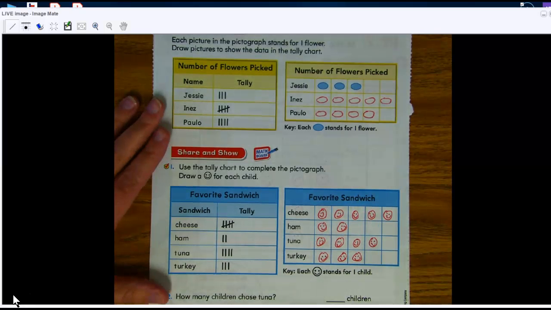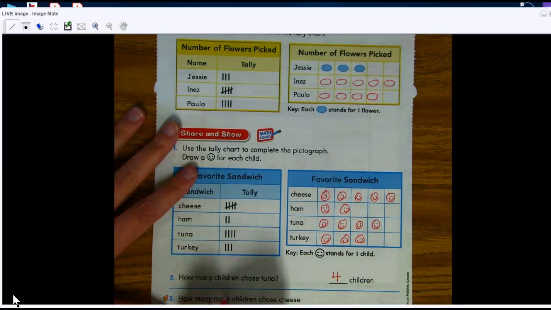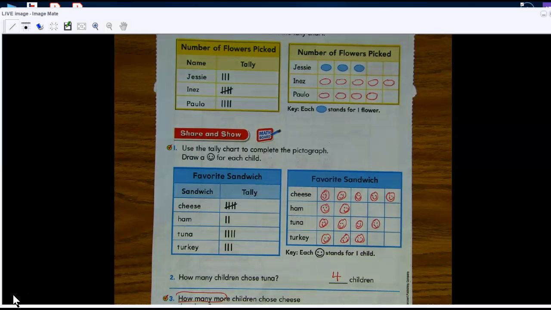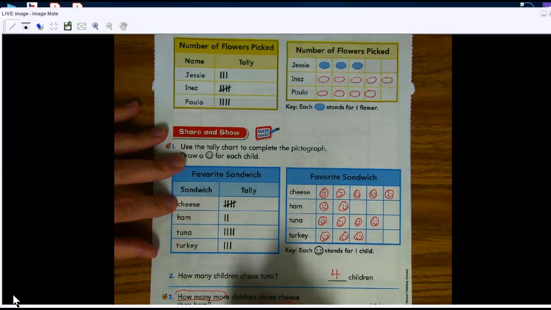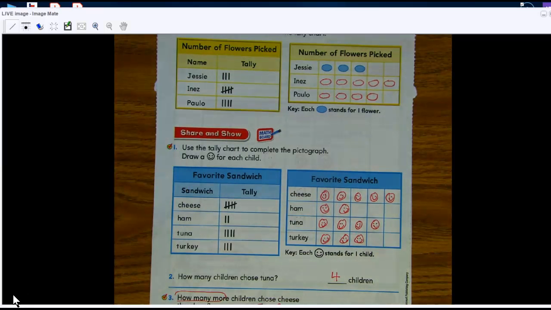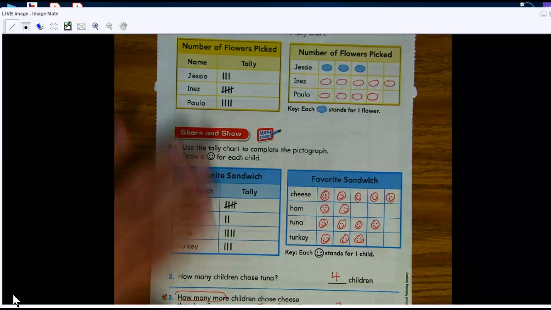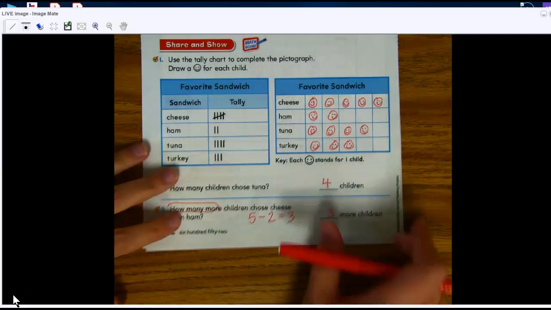How many children chose tuna? How many chose tuna, Chase? 4. How many more children chose cheese than ham? That means I'm gonna subtract. So look, see how many had cheese? I had 5 cheese minus, then ham, I had 2 hams. So how many more children chose cheese than ham, Alyssa? 3. 3 more. Good. 5 chose cheese minus 2 that chose ham equals 3 more children chose cheese. Let's go to the next page.